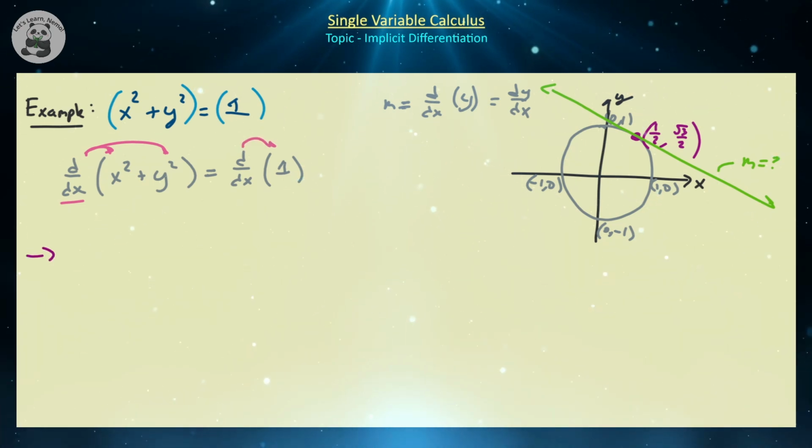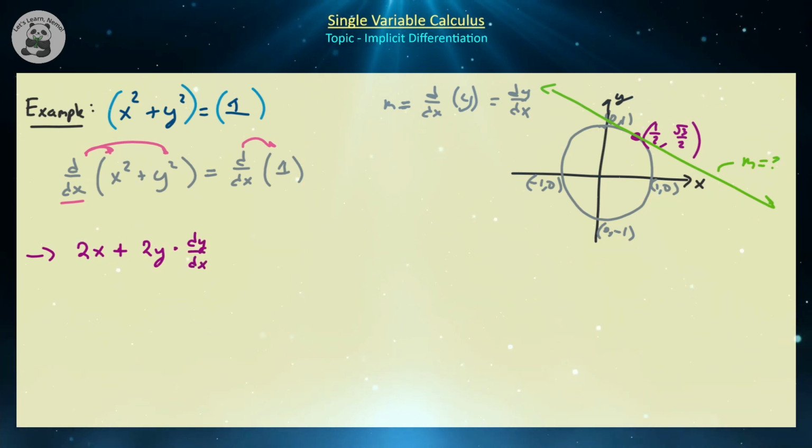So on the left-hand side, we're going to have the derivative of x squared, which is going to be 2x, and the derivative of y squared is going to be 2y times the derivative of y with respect to x from the chain rule and that little example that I did earlier. And as already mentioned, the derivative of 1 is going to be equal to 0.